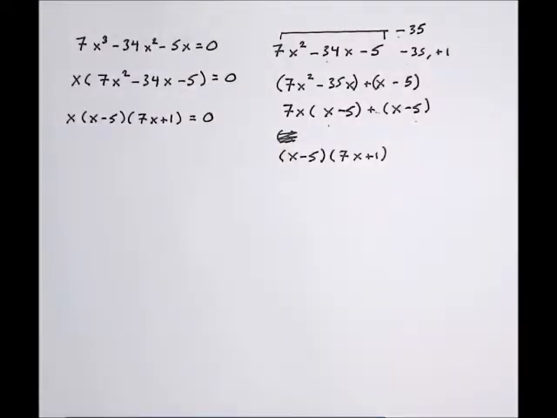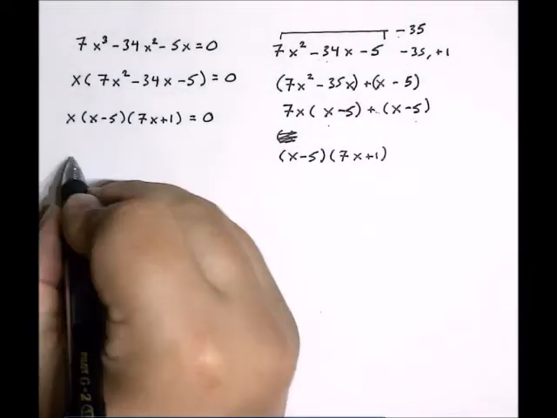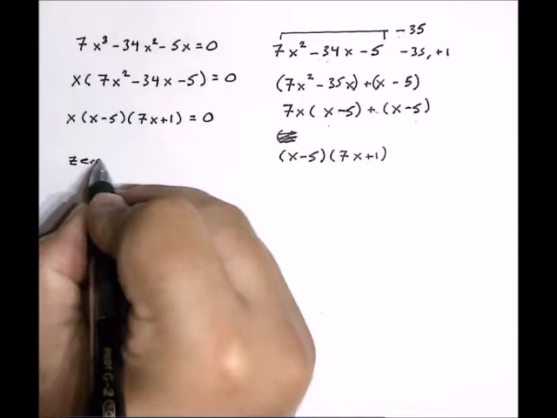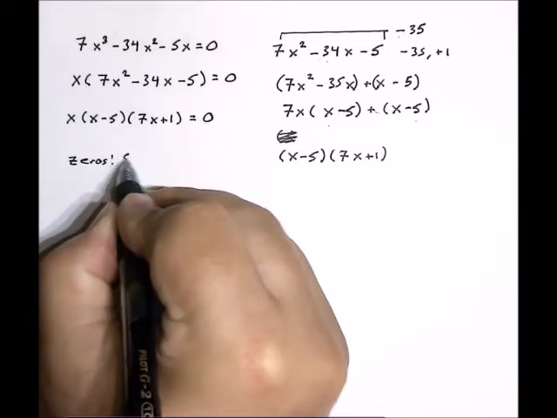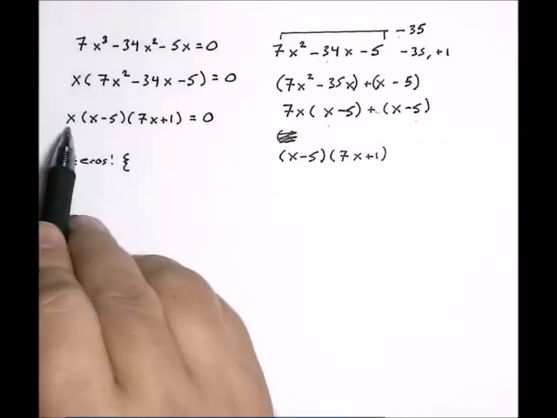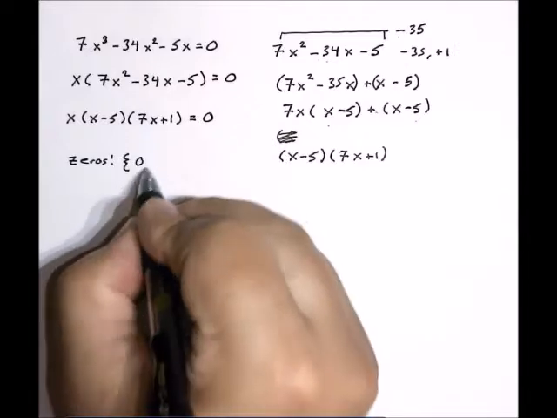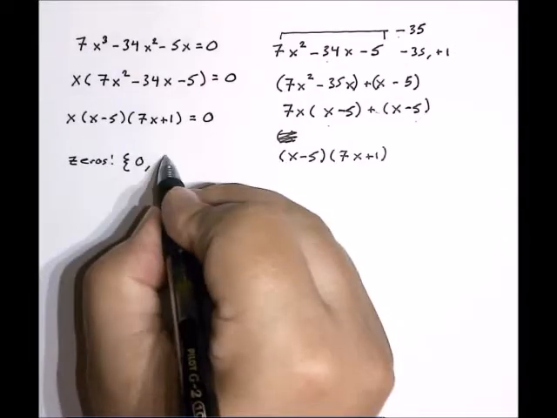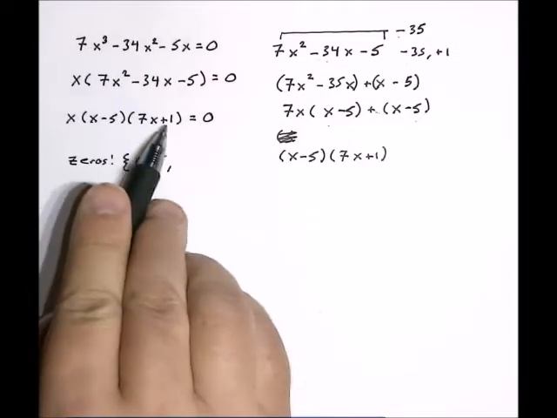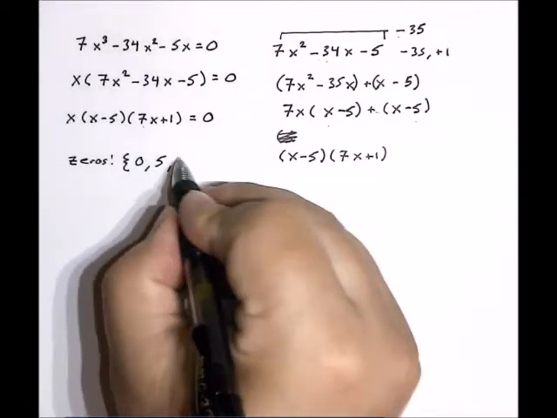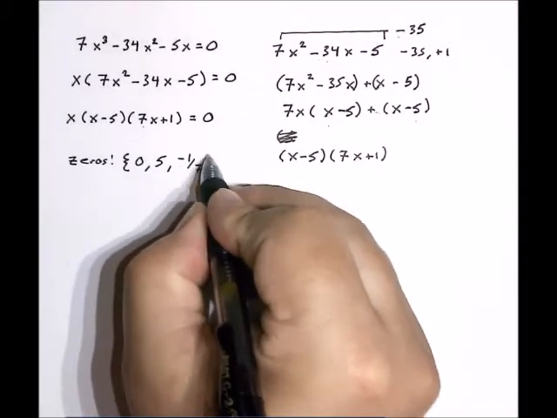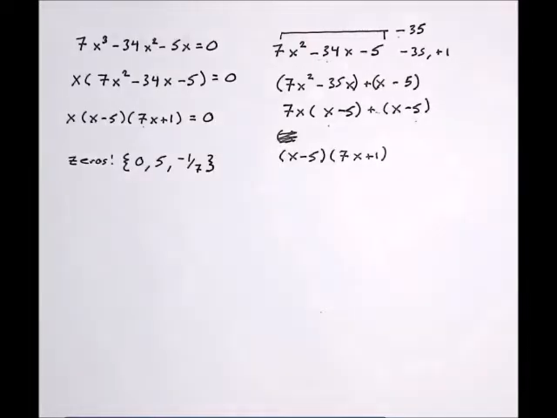And now I can find my zeros. Let's see, so I have a 0 at 0, 1 at 5, and 1 at negative 1 over 7. And I'm done.